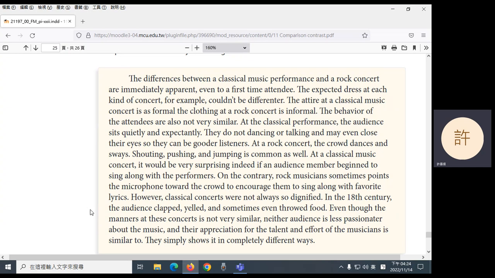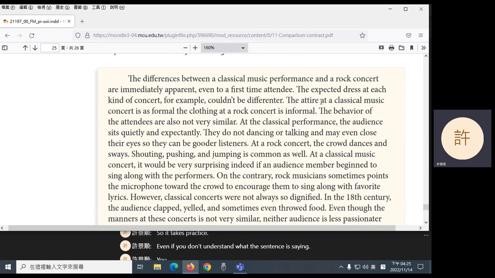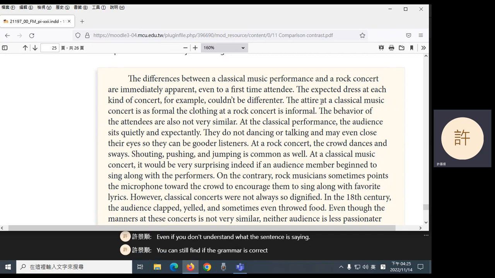Right, so this practice tells us that it's usually not easy to find mistakes of grammar. And this is because when we read, we very instinctively read for content. We want to know what it means. Reading for grammar uses a completely different side of our brain. So it takes practice. Even if you don't understand what the sentence is saying, you can still find if the grammar is correct or not.